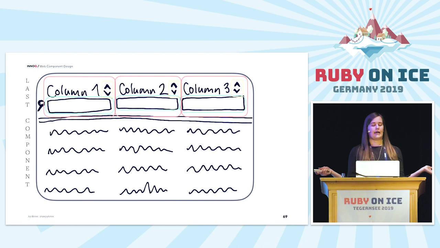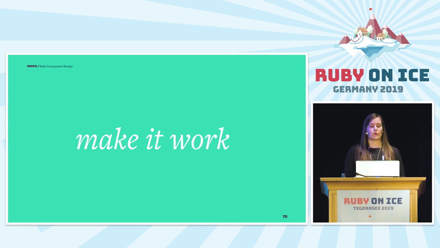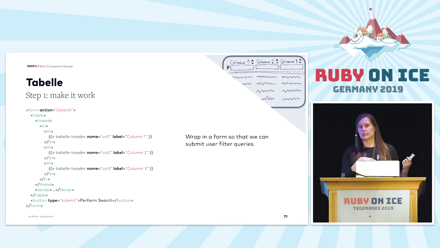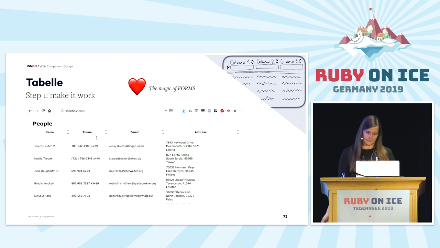The last component that we have is this wrapper component, which wraps our HTML table and the column headers that we defined before and ties it all together. So we want to make it work. I kind of spoiled this in the first two components: we want to wrap our input elements in a form. So that's exactly what we're going to do. We're going to wrap our table and our column headers in a form so that the user can then submit user filter queries. So what will this look like?